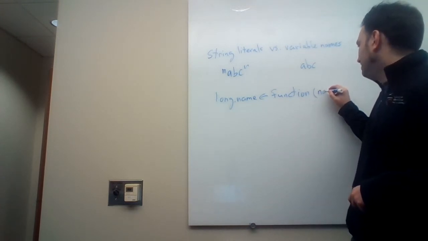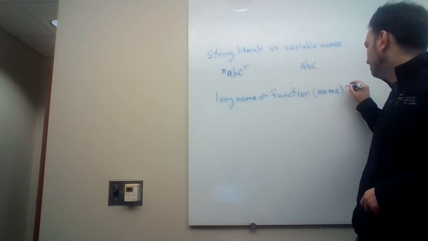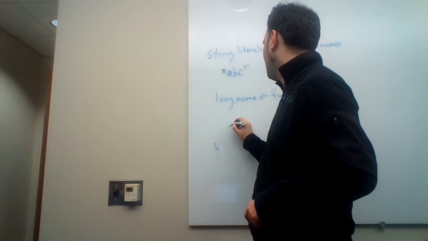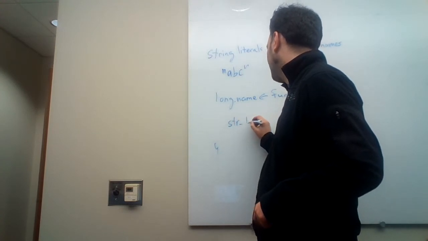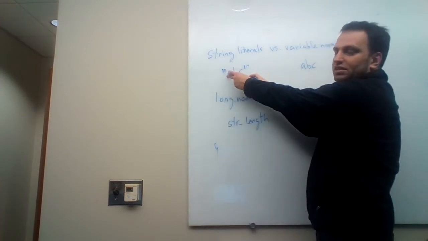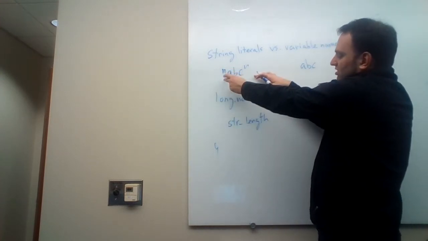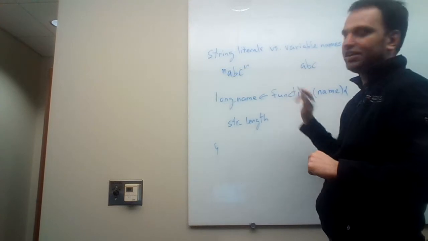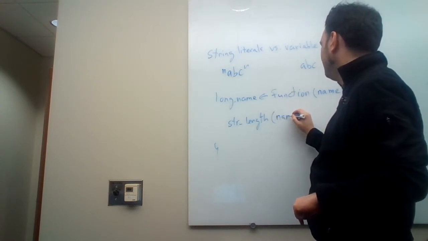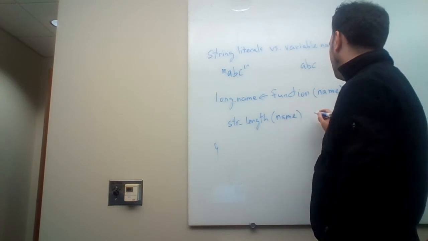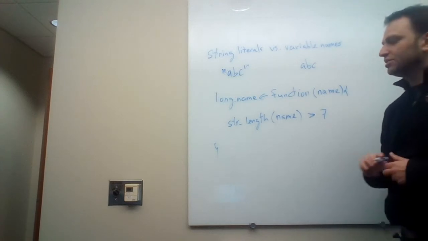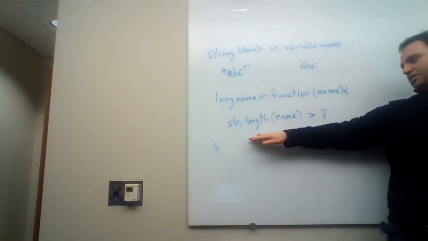So I'll say name like this, and then I'll say str length. So str length is a function that computes the number of characters in something like this. So confusingly in R, this is itself a character. It's called a character. So I'll say str length name, and then I'll say greater than, let's say, 7 or something like that. Okay, so that's going to be like this.